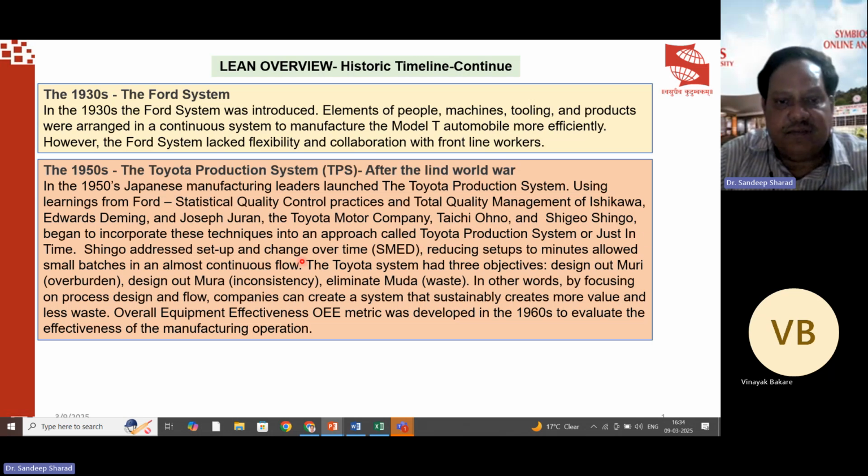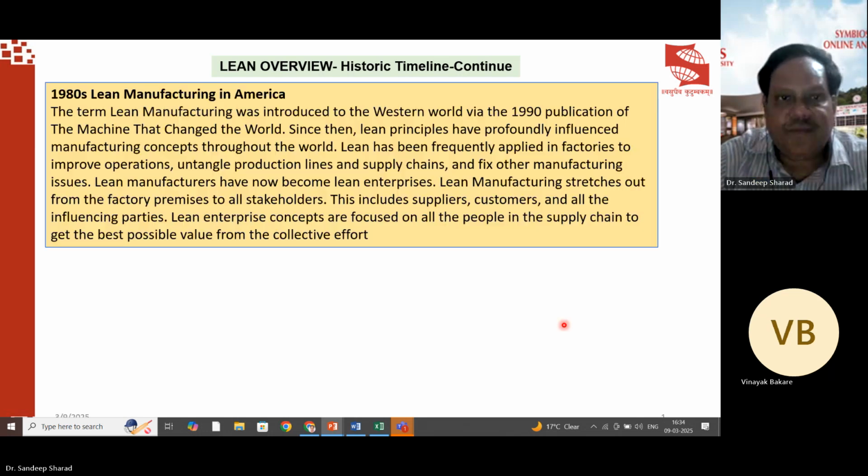Shingo addressed setup and changeover time, reducing the setup to minutes, which allowed small batches in an almost continuous flow. The Toyota system has three objectives: design out Muri, overburden; design out Mura, inconsistency; and eliminate the waste that is Muda. In other words, by focusing on the processes, design, and flow, companies can create a system that sustainably creates more value and less waste.